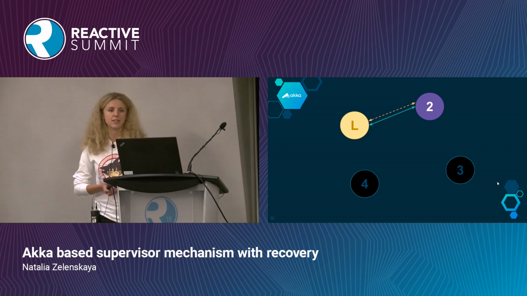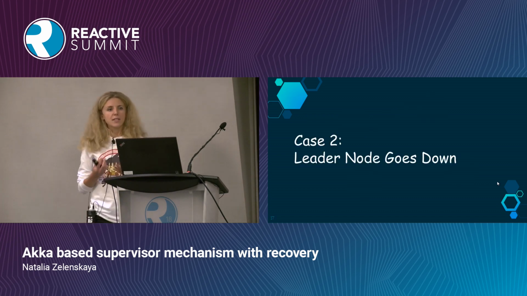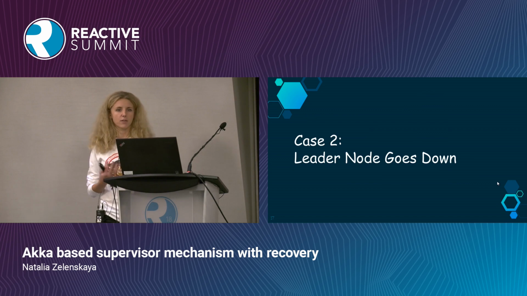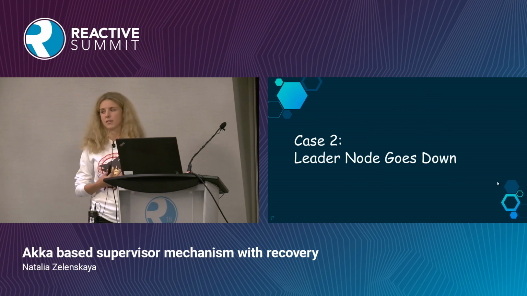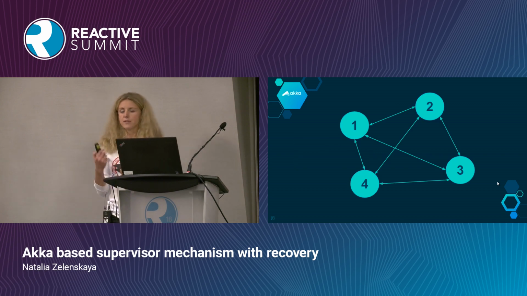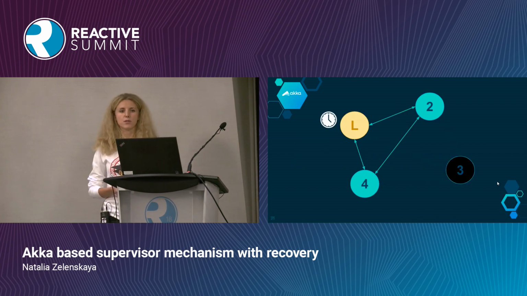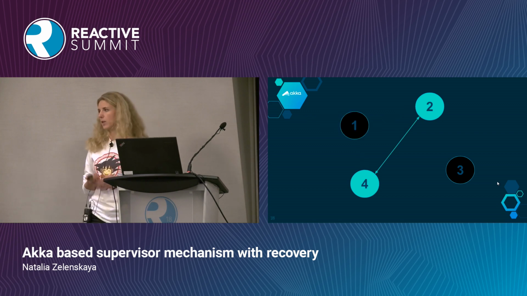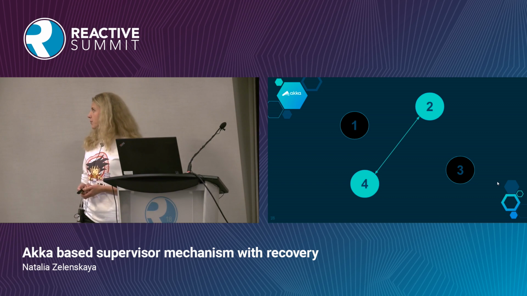Let's see a trickier scenario. What happens if the leader itself goes down? How are we going to handle this situation? So node number 3 fails. As we decided, we're going to start first the recovery timer, and we're going to initiate the recovery after that. But in this case, our leader went down, and we lost our recovery timer, and there is no longer anyone responsible for orchestrating the recovery process. How are we going to deal with that?